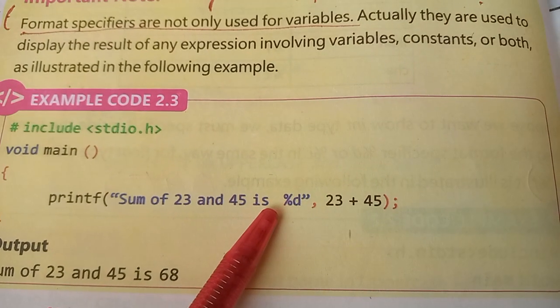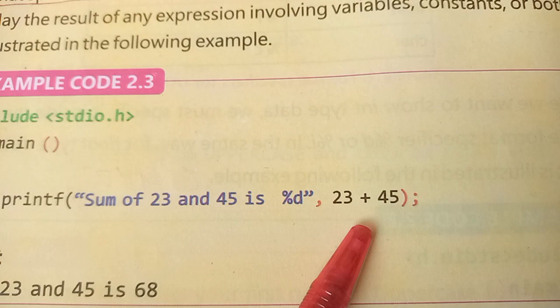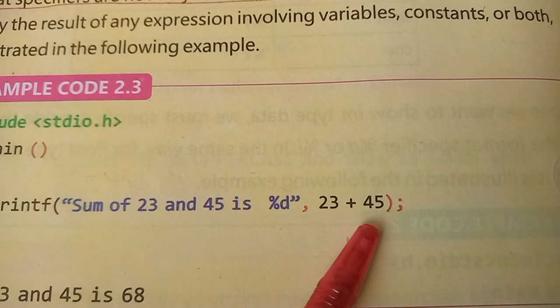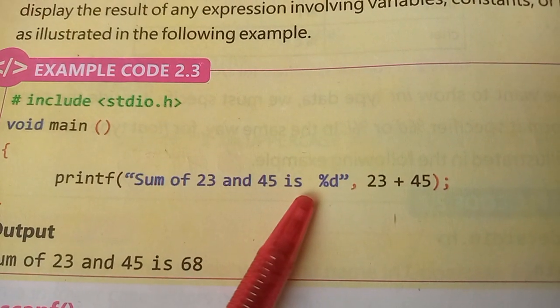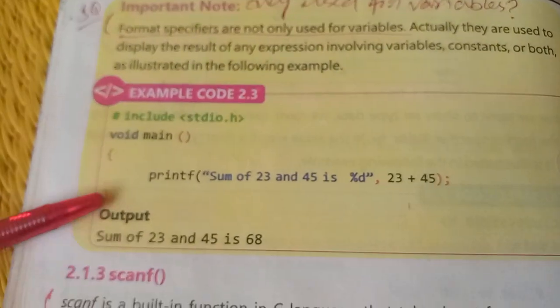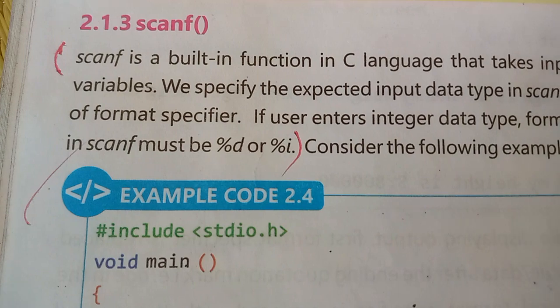#include <stdio.h>, void main, printf "Sum of 23 and 45 is %d". So this format specifier will be replaced after adding these two integers. When we add these two integers, the sum will come up to 68. So format specifier can also be used for numbers. So this is the long question that can be asked in the board exams.